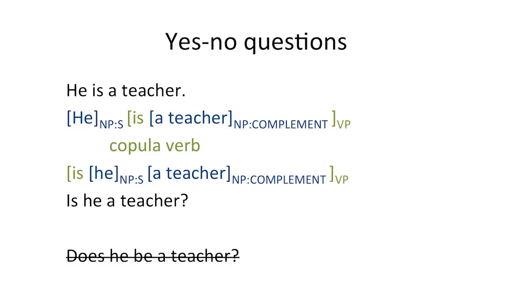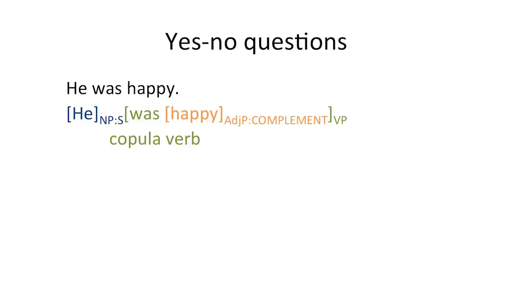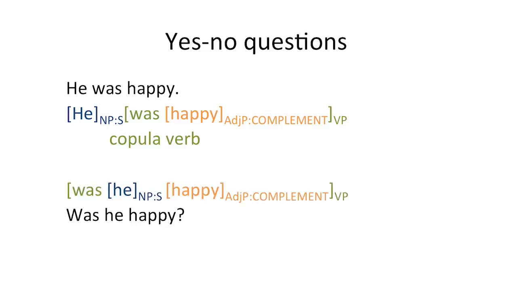Another example, he was happy, where the copular verb is was. Again, to make a question, we move the copula to the front and say, was he happy? We don't introduce be and say, did he be happy?